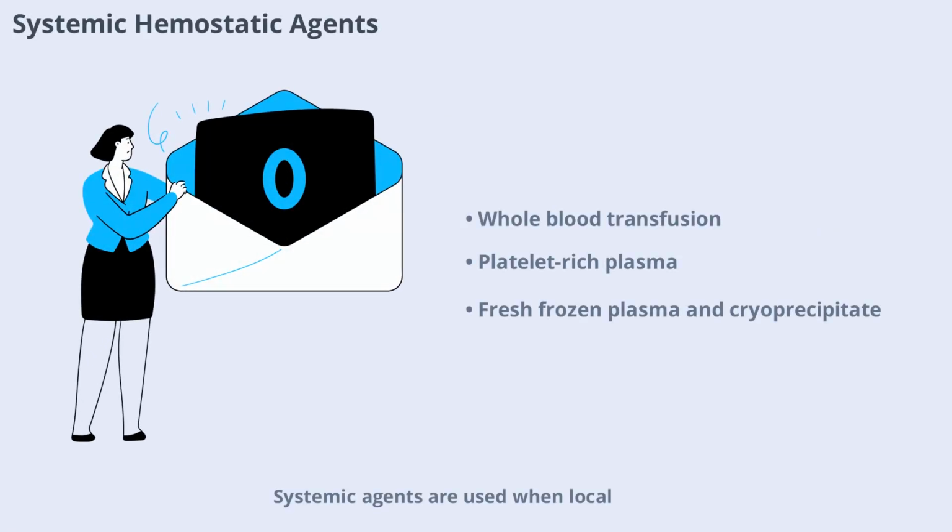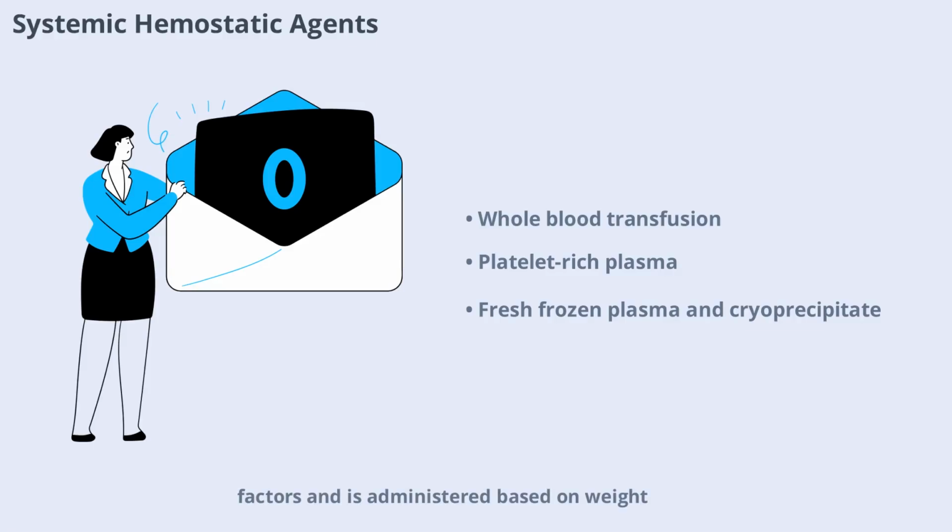Systemic agents are used when local measures are insufficient to control hemorrhage. Whole blood transfusion may be indicated for excessive blood loss and hypovolemic shock. Fresh whole blood contains all coagulation factors but is rarely used due to component therapy availability. Platelet-rich plasma elevates platelet levels and provides continued protection. Fresh frozen plasma (FFP) contains all coagulation factors and is administered based on weight.